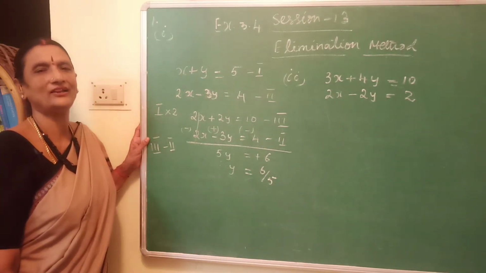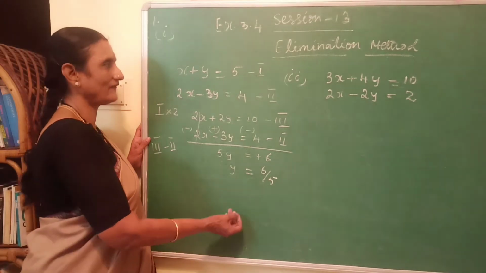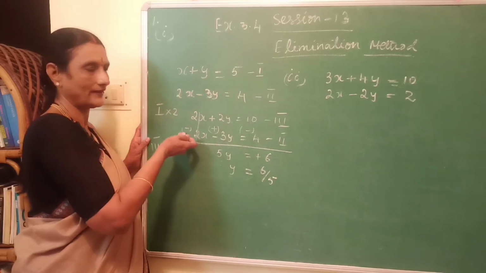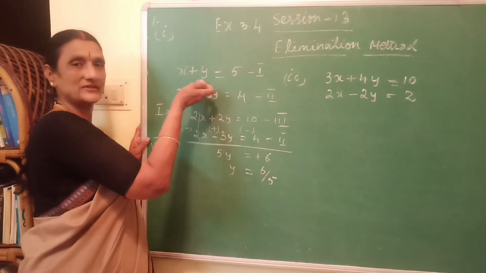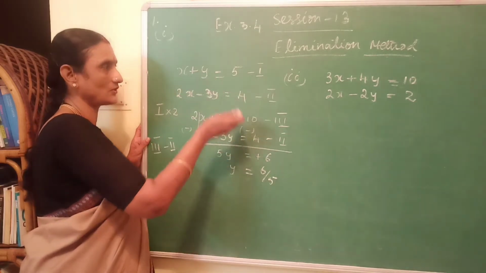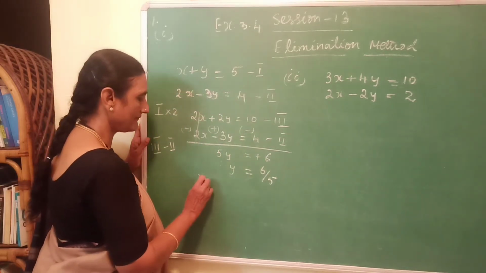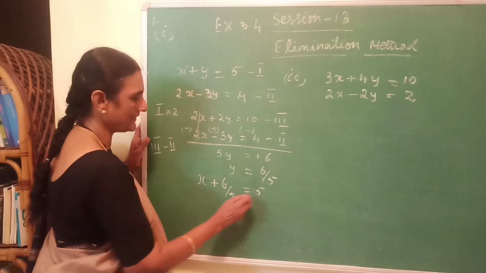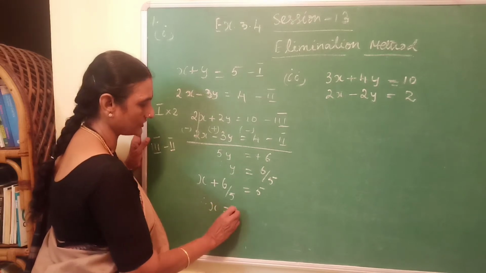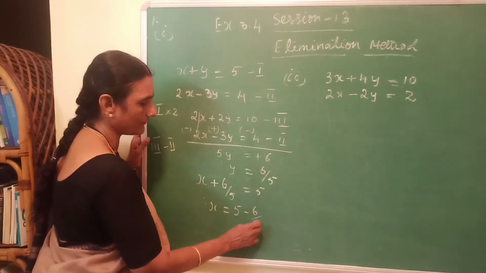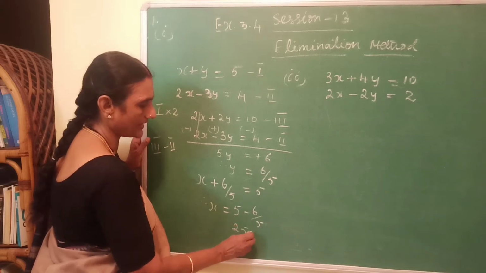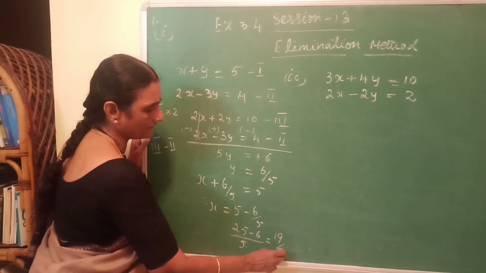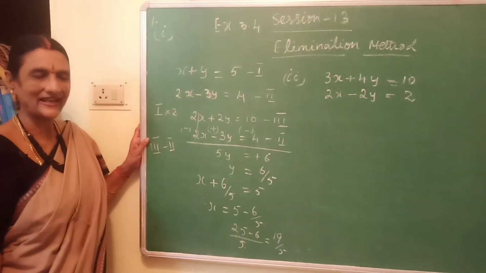Once you obtain the value of y, what do I need to do? We have to substitute in any one of these equations to get the value of x. I can substitute here or I can substitute here. So I am going to substitute in the first equation. I will get x plus 6 by 5 is equal to 5. Therefore, x is equal to 5 minus 6 by 5. Here 25 minus 6 by 5 gives a value 19 by 5. Now can you tell me what is the x value?